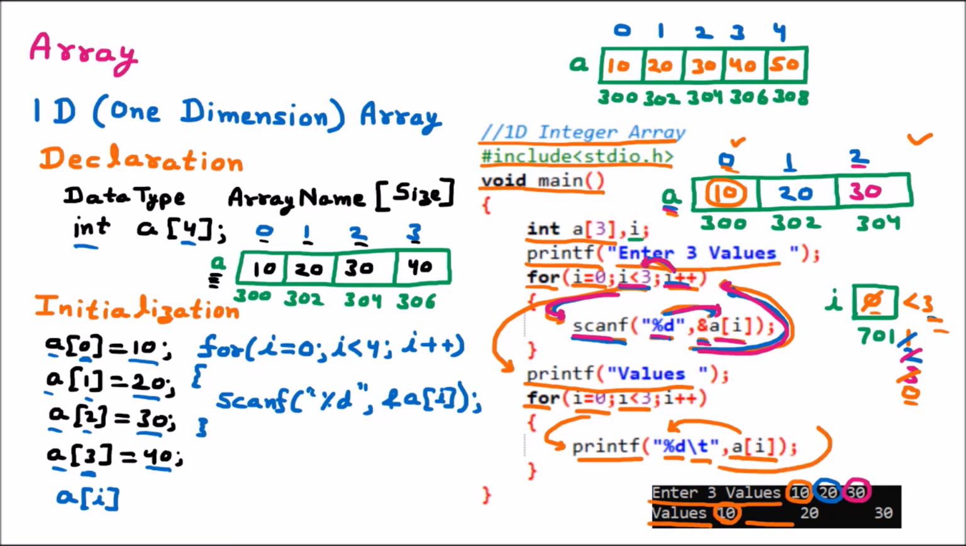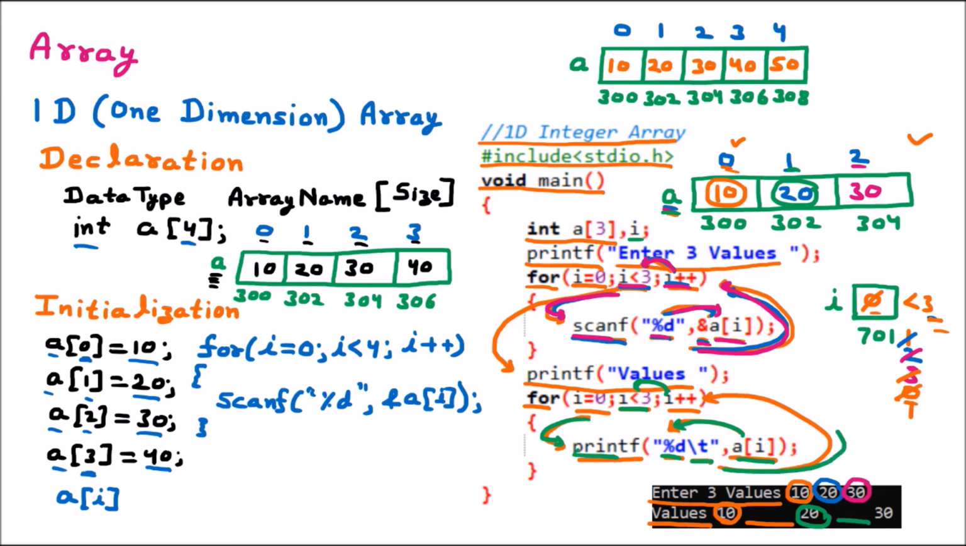Again it is a loop. It will go back, incrementing the I. The value of I will be 1. Checking the condition, 1 less than 3. Perfect. Again coming down, again printing. %d will take the value from A[I], and the I value is 1. So A[1] is 20. That 20 value is displayed on the screen. Then afterward one tab space is given.